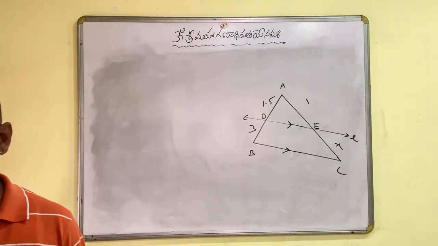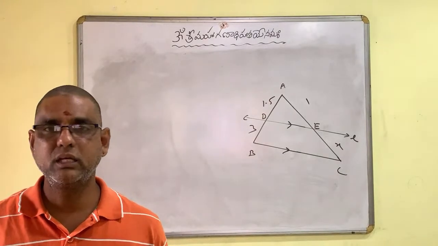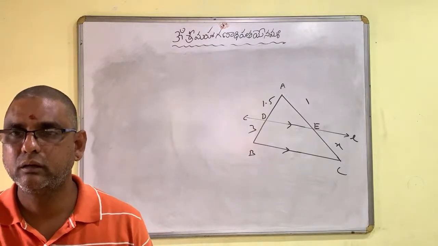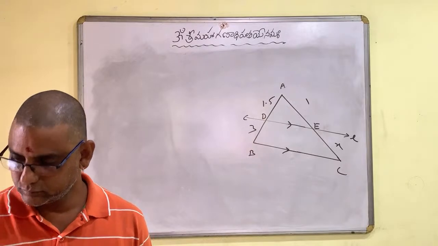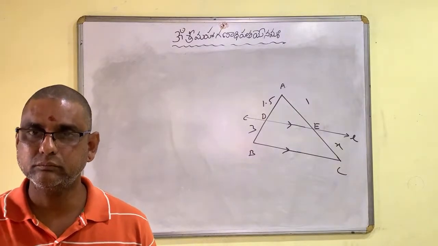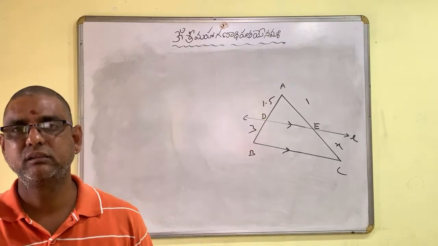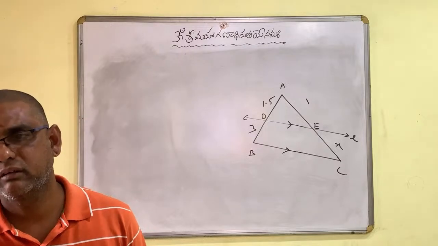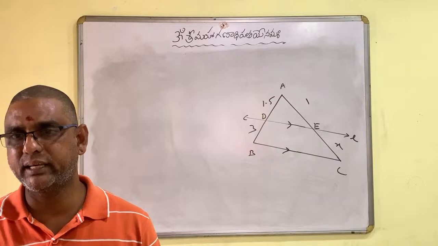Children, can we apply basic proportionality theorem here? Is the condition satisfied? Yes, line L intersects two sides at distinct points and moreover L is parallel to BC. The condition is satisfied. Then we can apply basic proportionality theorem.